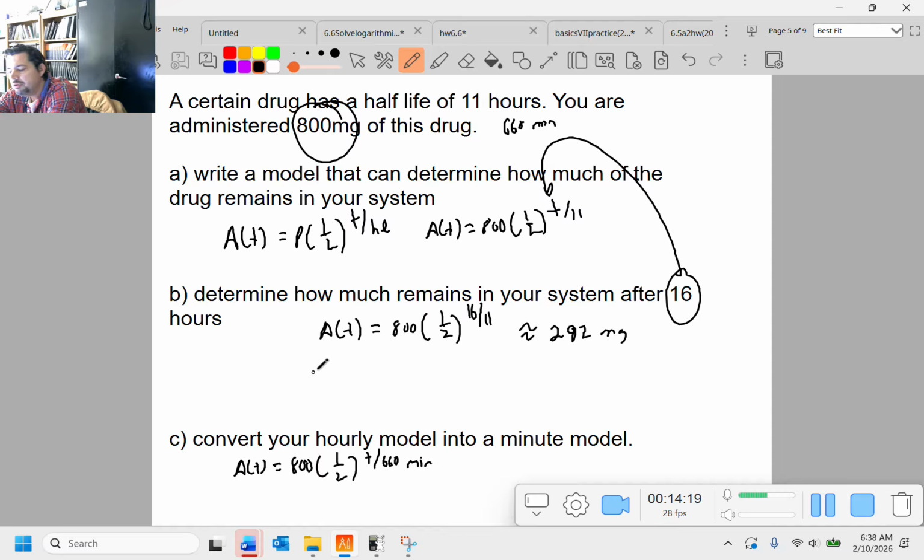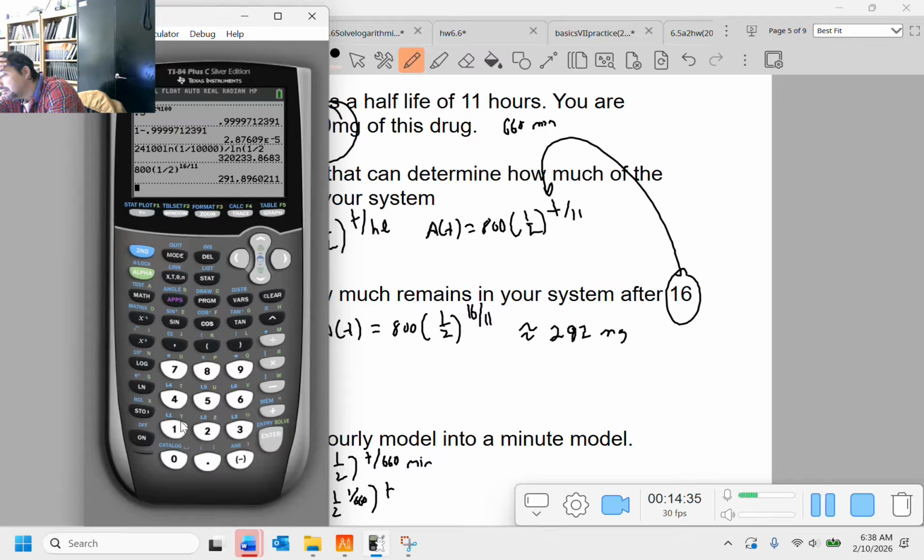Now, if I move that 1/660th inside, I can just feed this thing minutes, which is kind of cool, but kind of also useless. But let's see what 1/2 to the 1/660th power is. I have no idea what kind of useless stuff the state of Tennessee will ask you on your EOC.